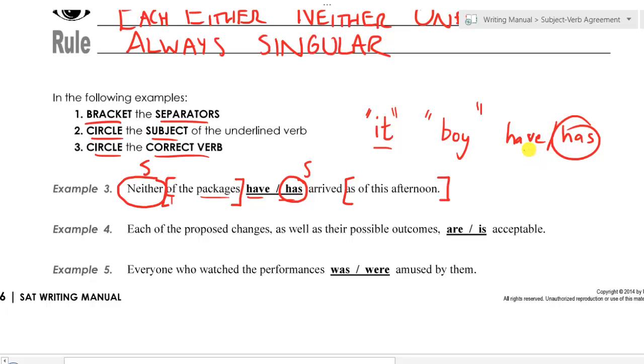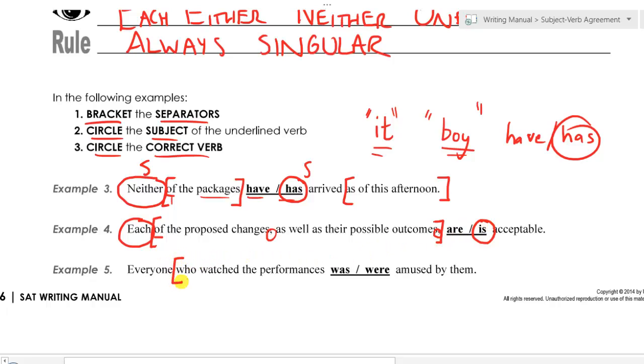So again, if you're having a little bit of trouble with the ENOBs, since we know the ENOBs are singular, just replace the ENOB with it or boy, a singular pronoun or a singular noun, and a lot of times you'll be able to tell which verb form you need. Example 4, of the proposed changes as well as their possible outcomes. This is all separator. We've got a preposition there. We've got a phrase between commas there. So our subject is obviously each. Each is singular. For a singular subject, we would say each is acceptable.